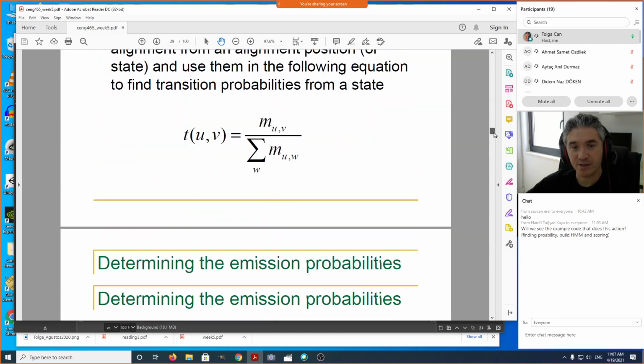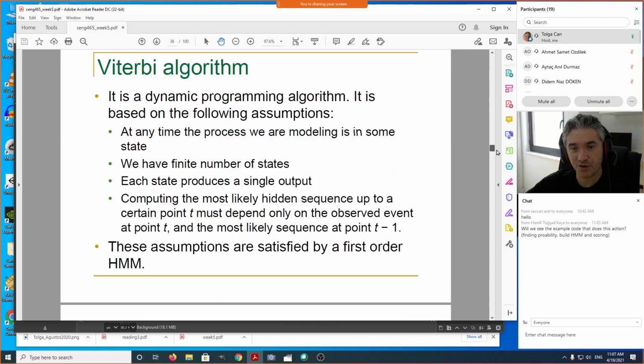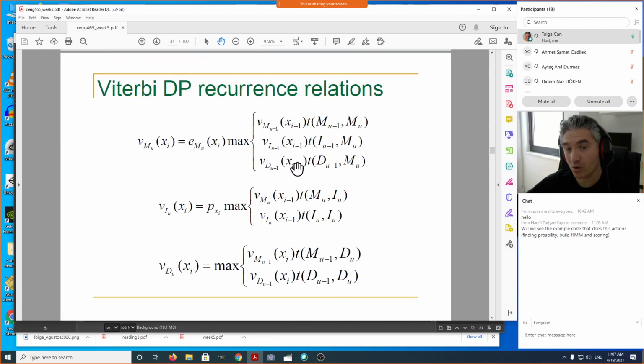That's why, in the recurrence relation, only these are shown. You could have listed the entire set of states in this max term. But in that case, the transition probability from that state to this match state will be 0. So there is no need to write them in this equation. So the right-hand side shows only the potential non-zero transition probability previous states.